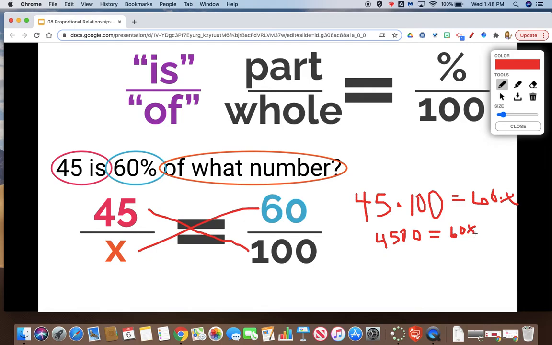In order to get x by itself, we now divide both sides by 60. 4,500 divided by 60 gives us our answer for x, which is 75. That means 45 is 60% of 75. Does that make sense? Yes, because 60% is a little bit larger than 50%, which is half, and 45 is a little bit more than halfway to 75, so that makes sense.